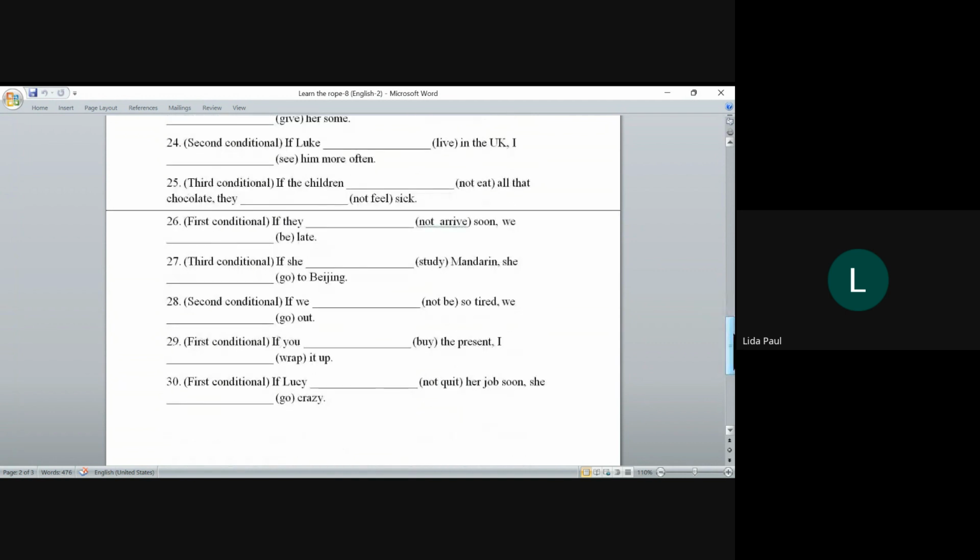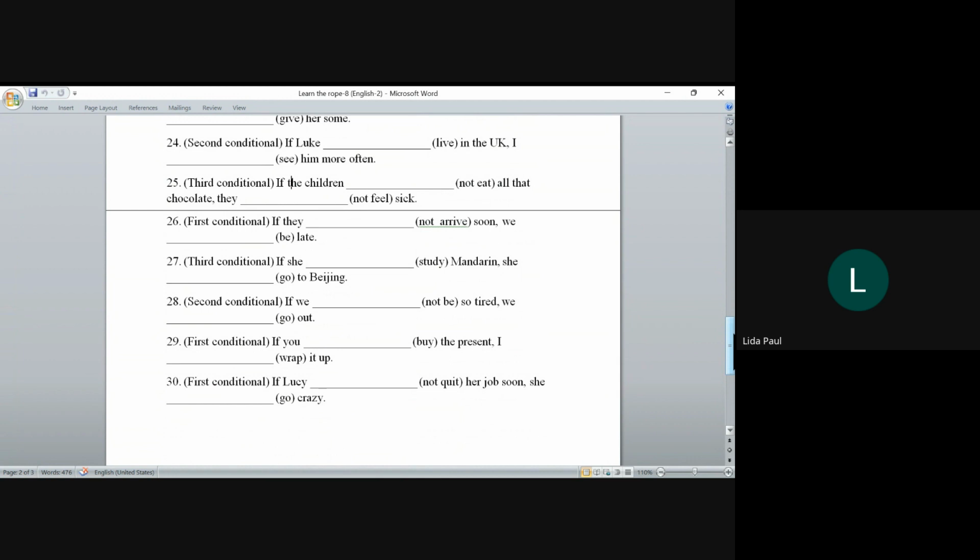27th would be third conditional, which is: if she had studied Mandarin, she would have gone to Beijing. Like already expressed, past perfect and would plus have plus V3. Then the 28th one, which is again second conditional. So simple past and would plus bare form.